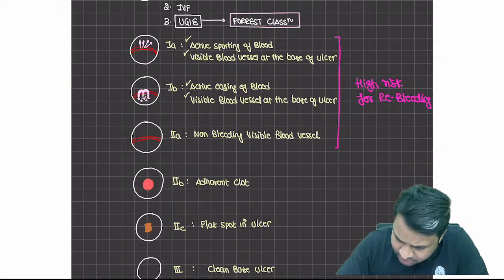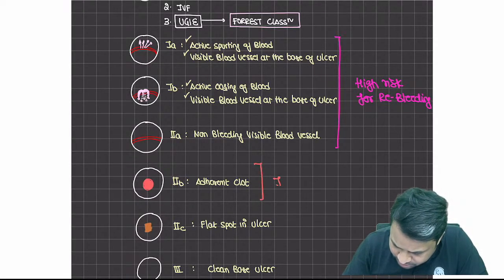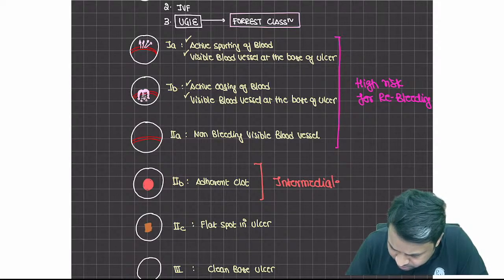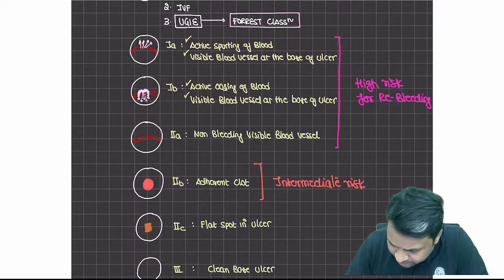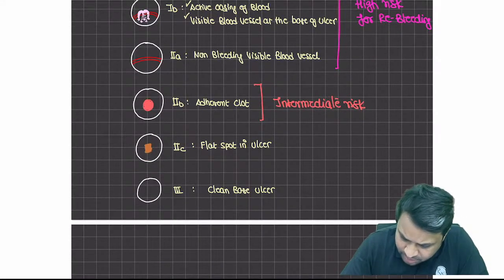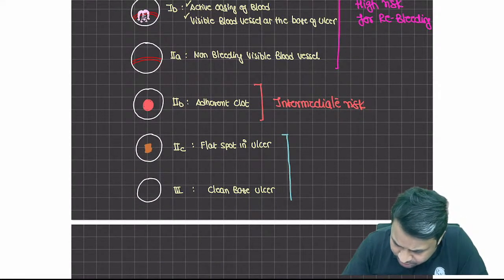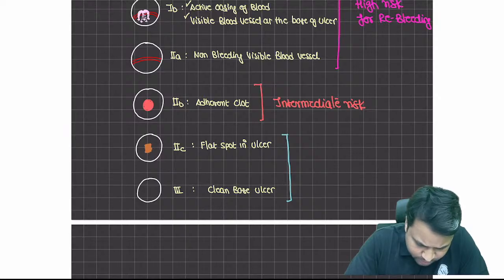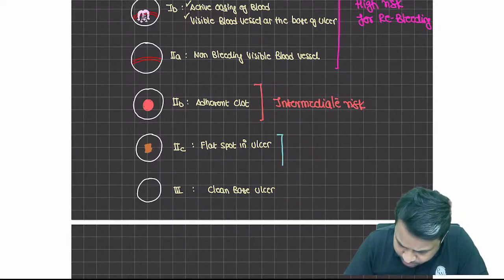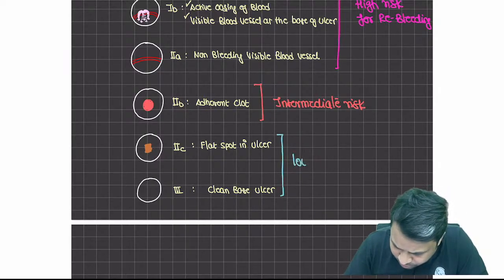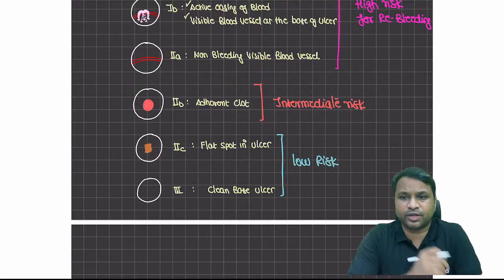Whereas 2B is considered to be intermediate risk, and 2C and 3 are considered to be low risk. They are considered to be low risk for rebleeding.